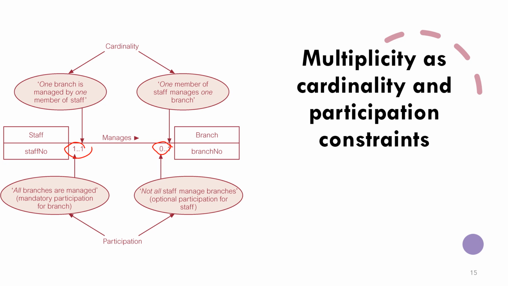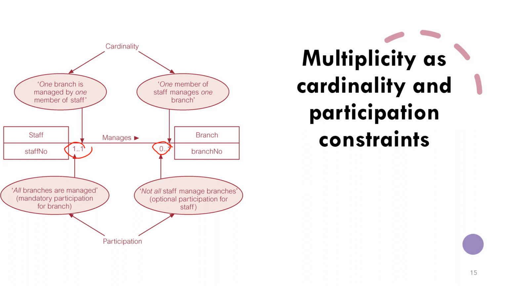And participation. All branches are managed means that all branches must be managed by somebody. But not all staff manage the branch. Only selected staff can become a representative to manage the branch. Can you understand this one? So all branches are managed, mandatory, by a staff. But not all staff here manage the branches.